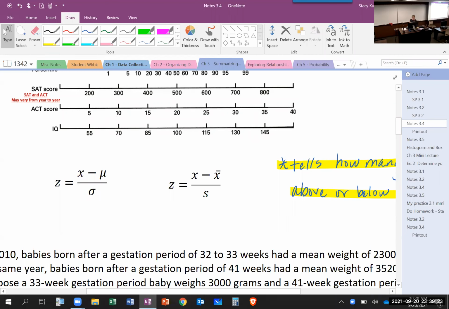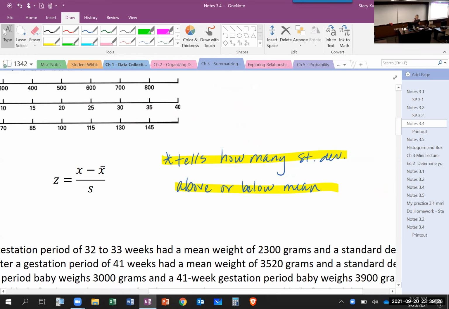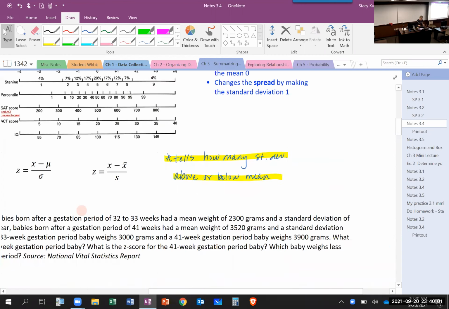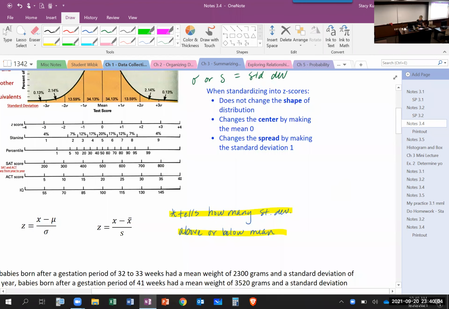And all the Z-score does, if you want me to keep telling you this, is it tells me how many standard deviations above or below the mean I am. And then I can compare apples to apples, right? I can compare the 2 groups together. If I knew how many standard deviations above the mean my SAT person was versus my ACT person, then I can compare them. Okay. So let's put that into practice.